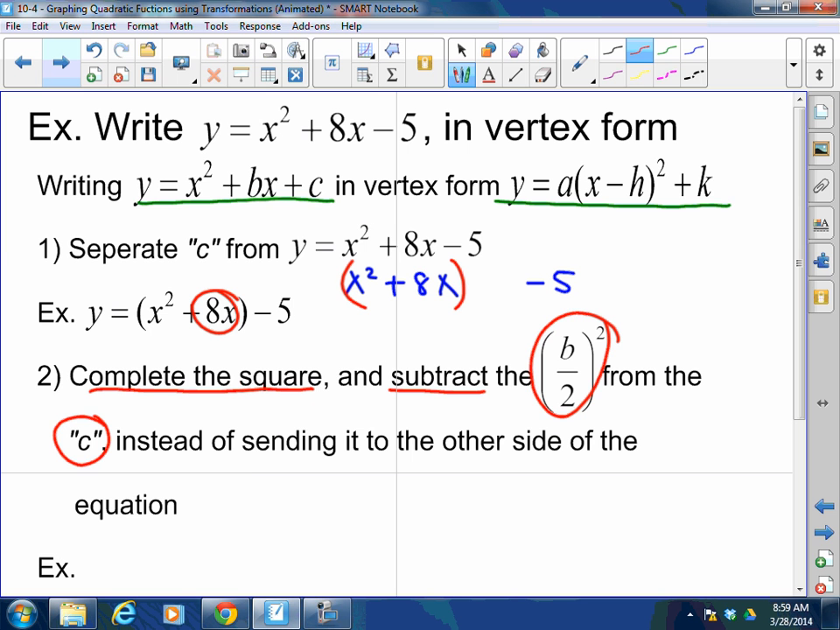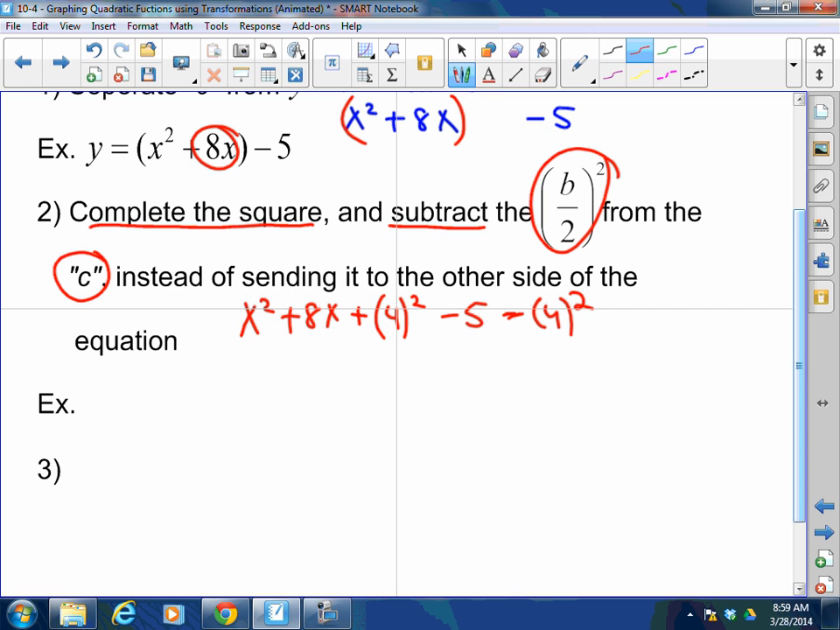So what am I saying? I'm saying this. x squared plus 8x plus my b over 2 squared, in this case, is 4 squared, right? I have minus 5 minus the 4 squared. Are you guys with me here?